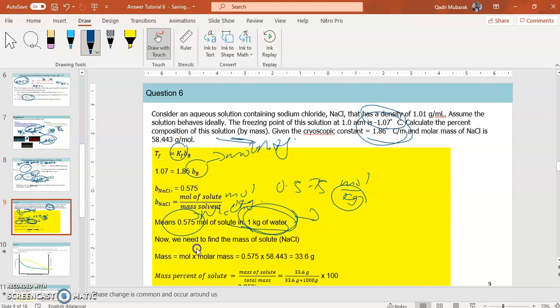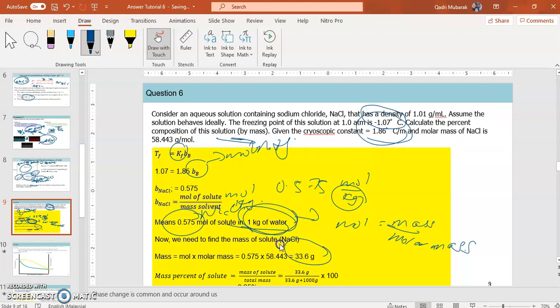the mass of our solute, where the mole equals mass over molar mass. Okay, so we just rearrange. So that's why we get mass equals mole times molar mass. Our mole is 0.575, and our molar mass of sodium chloride, given in the equation, is 58.443. So we put it here, and we have 33.6 grams.